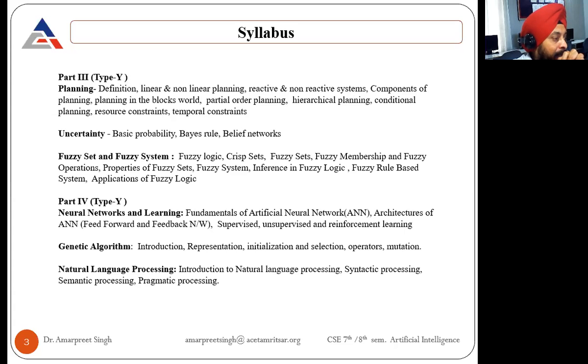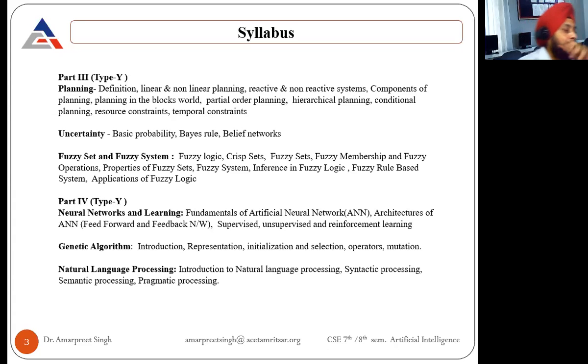In the second part of the fuzzy, that is the fuzzy system, we will see what is the block diagram of the fuzzy system and what is the role played by each and every block of the fuzzy system. What do you mean by inference in fuzzy logic? What are fuzzy rule-based systems and applications of the fuzzy logic? So this is the part 3 that we will be doing throughout your semester.